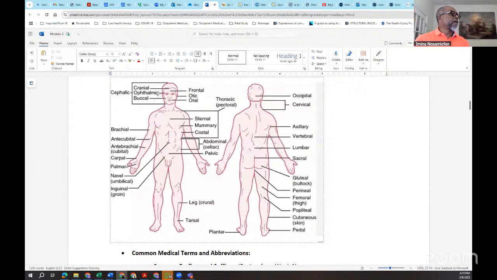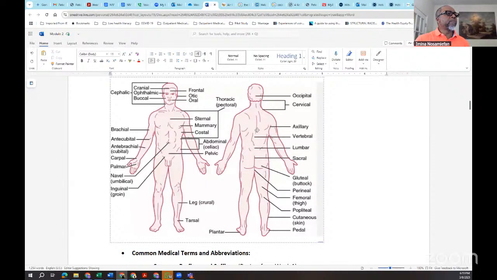The cranial, ophthalmic, vocal, abdominal, tarsal, plantar, perineal. So these are all terms that we should know, okay? So this is the knee, but the back is called the popliteal. Okay?